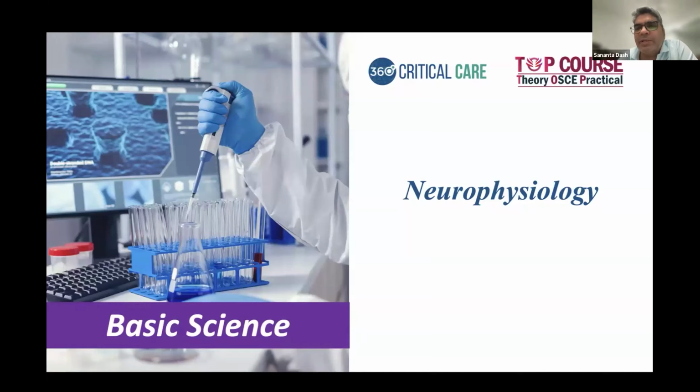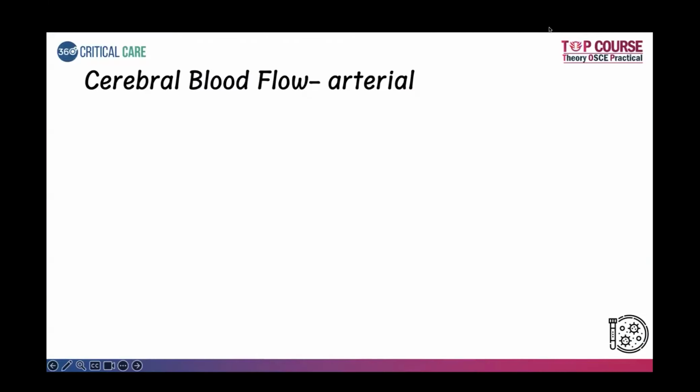So neurophysiology, this is an important chapter. Okay, the first topic was about cerebral blood flow. So this can be a question like an anatomical representation of the cerebral blood flow or determinants of cerebral blood flow.